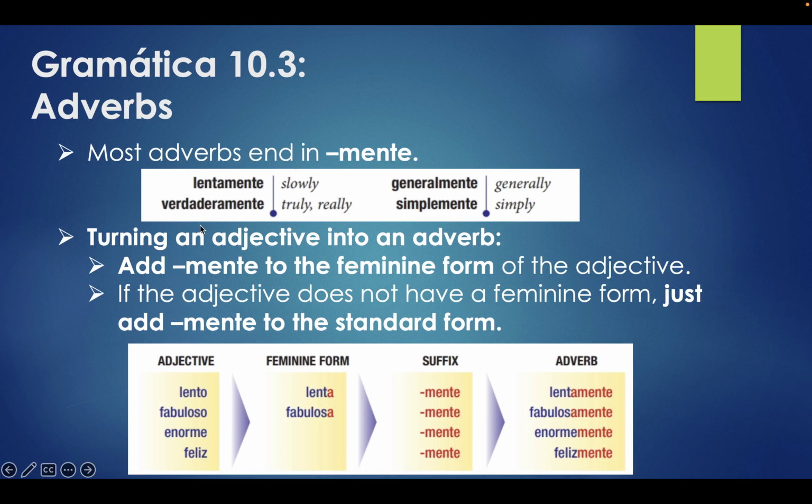So there are some common ones up here. Verdaderamente, truly or really. Lentamente, slowly. Generalmente, generally. Or simplemente, simply. Just taking those and adding mente to the end.